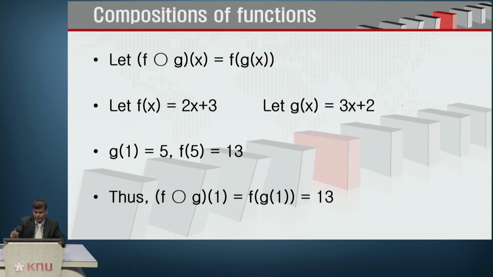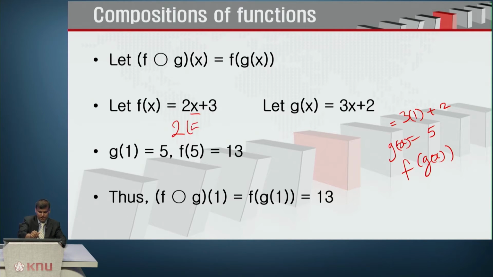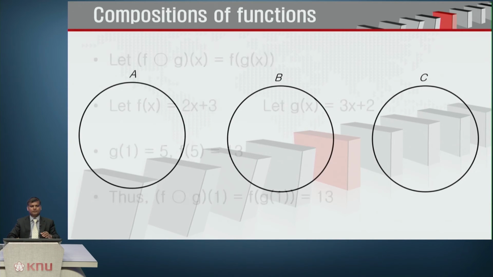So initially you get 3 times 1 plus 2, so that is 5. That is what your g of x is. So you are putting f of g of x, so you are putting this 5 in the f of x function here. So what happens, 2 times 5 plus 3, so that becomes 13. That's how this composition works out.